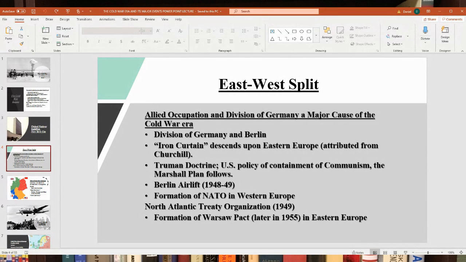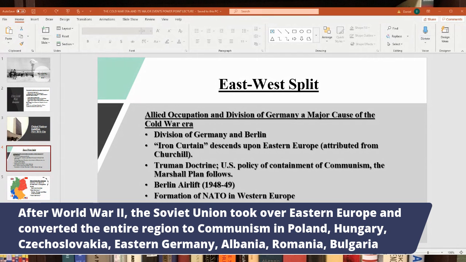Now, another big thing that was also important with causing the Cold War was, of course, the Soviet Union, if you know about it, began to take over Eastern Europe. They took it over and they began converting that whole area into communism. You can see those are right there. Besides the Soviet Union that's already communist, you've got Poland, Hungary, Czechoslovakia, East Germany, Albania, Romania, Bulgaria. All those areas would eventually become communist after World War II.